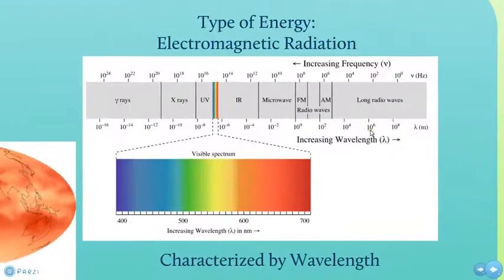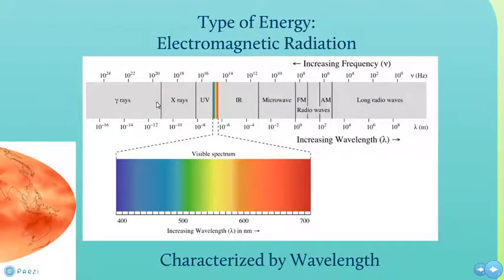So when we talk about the Earth system in particular, we have to understand what type of energy we're talking about here. So the type of energy is electromagnetic radiation. So we're all familiar with a lot of different types of electromagnetic radiation: X-rays, ultraviolet rays, infrared rays, light, the visible spectrum, microwaves, radio waves. So all these things are just different types of electromagnetic radiation. And the only thing that's different about these different types is their wavelength, that some have longer wavelengths and some have shorter wavelengths.